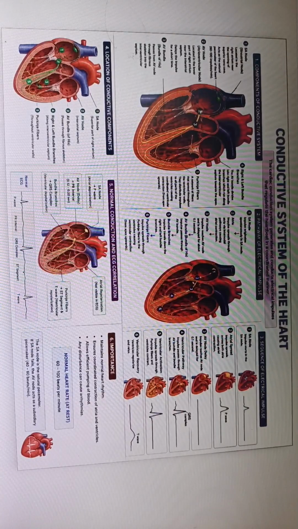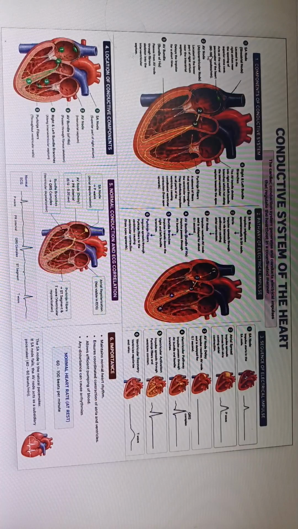Okay, now we will see the conductive system of the heart. The components of the conductive system are the SA node, AV node, AV bundle, right and left bundle branches, and Purkinje fibers. First we will see the SA node. The SA node, also called the sinoatrial node, is located in the right atrium near the opening of the superior vena cava. It is called the natural pacemaker of the heart because the SA node has some specialized cells which are able to generate electrical impulses. That's why it is called the natural pacemaker of the heart.